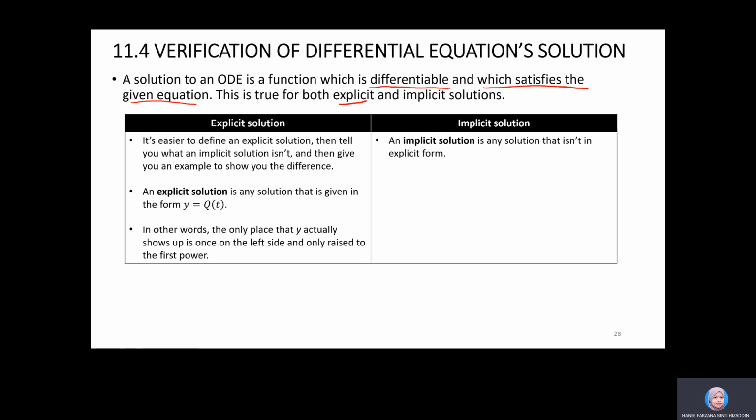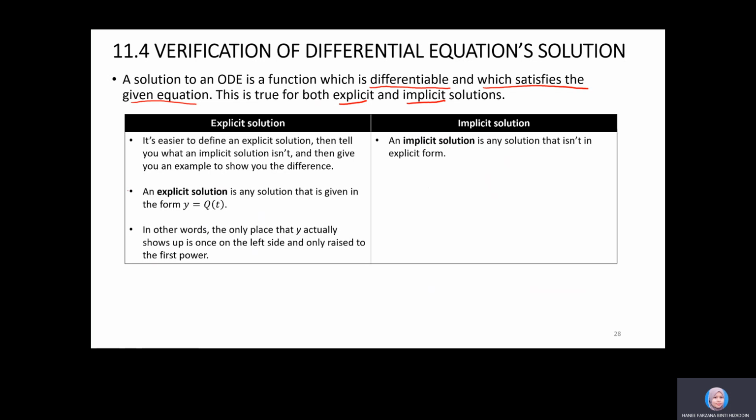Okay, so there are two types of solution. One is explicit and one is implicit solution. So how do we define what is explicit and what is implicit? It's easier to define the explicit solution, and whatever is not explicit, then it is implicit.